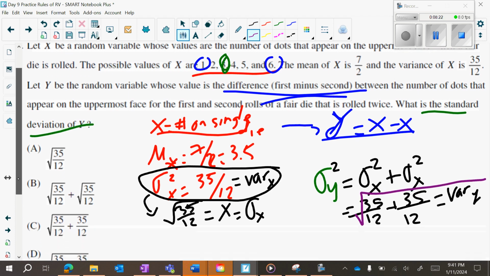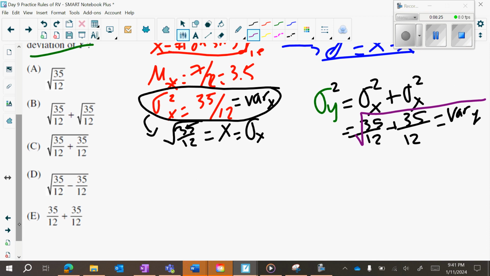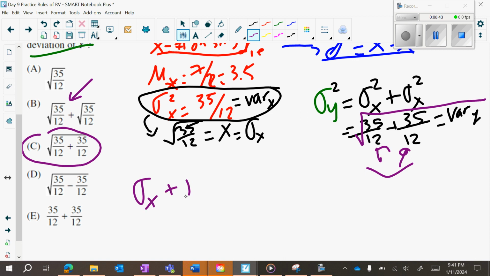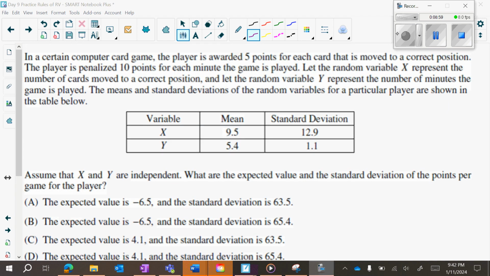So the answers, if you look, B and C kind of look similar, but notice that C is the one that we want because you're first adding them together and then you're square rooting them, versus this one is like separate. B is actually showing the sigma of x plus sigma of x, which you're not allowed to do. You're not allowed to add standard deviations. That's what B is. That's out. And D is saying subtract, but you know better than that. You know you never subtract with the rules of random variables. You only add.